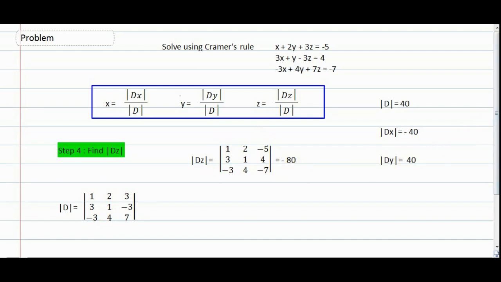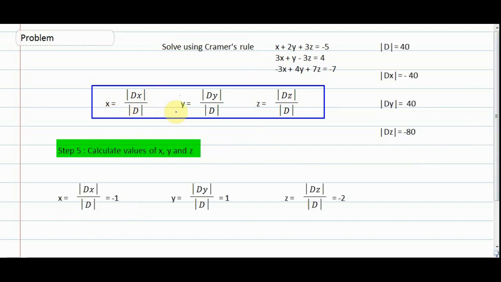Okay, now let's calculate the values of X, Y and Z using these three equations. X is equal to determinant of DX by determinant of D. Determinant of D is calculated, it is 40. Determinant of DX has a value minus 40. So X will be equal to determinant of DX by determinant of D, that is minus 40 divided by 40, that will be minus 1. So that is the value of X.